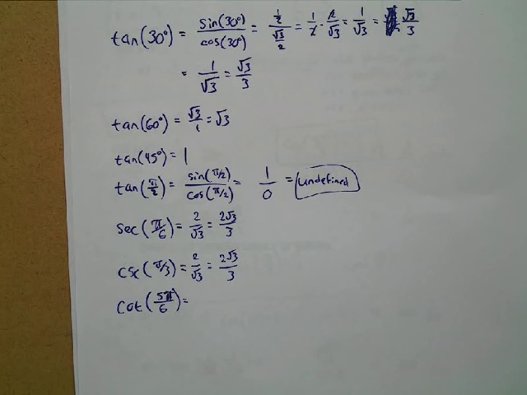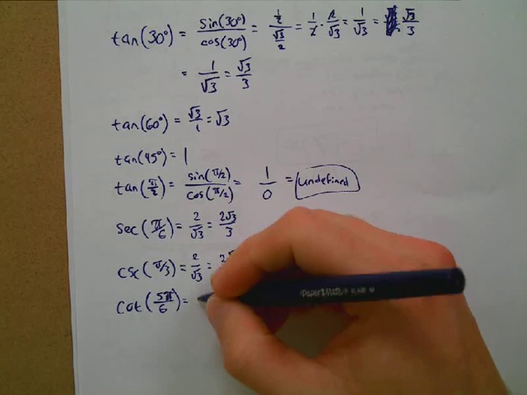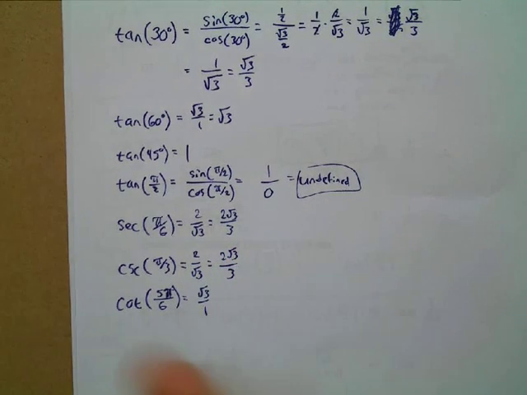We have to watch out here, though, because what quadrant are we in with 5 pi over 6? 5 pi over 6 is not quite pi, so we're not quite at 180. What quadrant would that be? 2, and cotangent is positive or negative in quadrant 2? It's going to be negative. Okay, it would be negative.